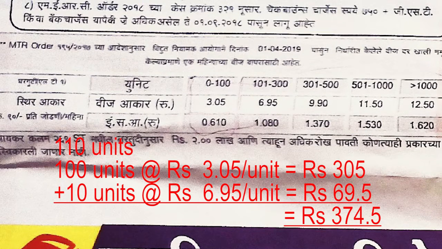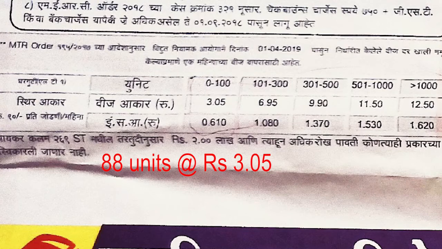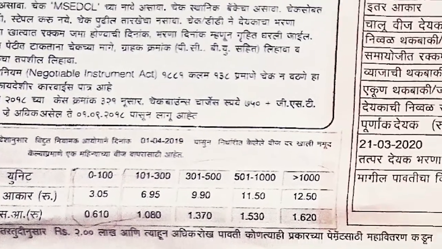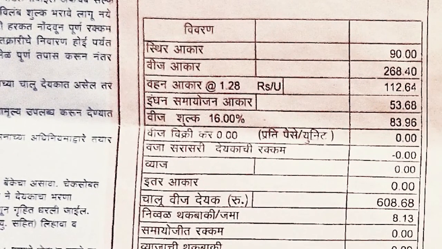Therefore, first 100 units multiplied by rupees 3.05 per unit plus remaining 10 units multiplied by rupees 6.95 per unit is equal to consumption amount or the electricity rate. So for 88 units, the electricity rate is this. Then wheeling charges of rupees 1.28 per unit are applied.